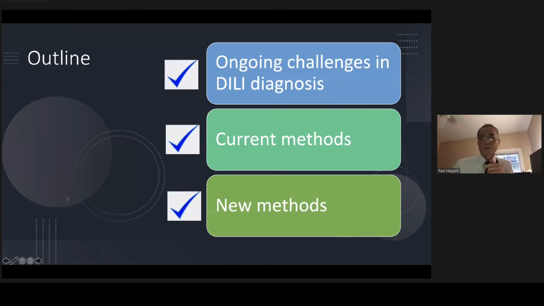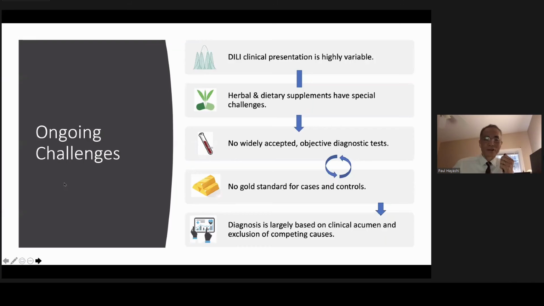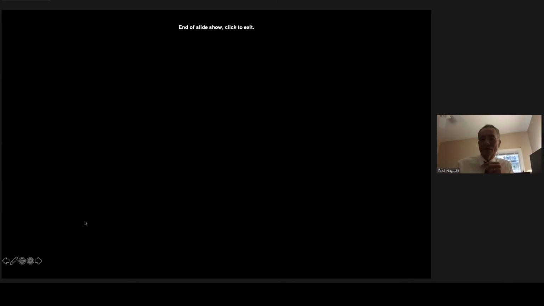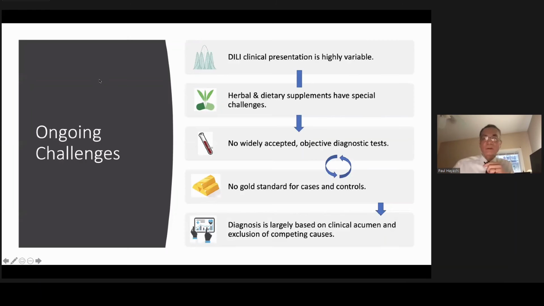And I'll finish up. This is my outline of where I took you around the survey of this field, what my view of it is. And I'll leave you with this slide, and I've added some arrows here. So again, clinical presentation is highly variable. The herbal and dietary supplements are a special challenge. And we're left with no widely accepted objective tests and no gold standard for cases and controls.